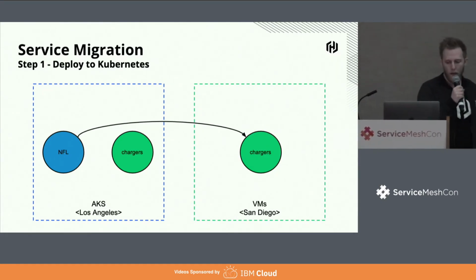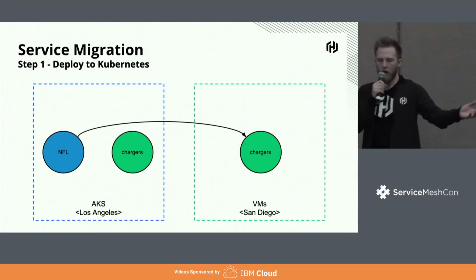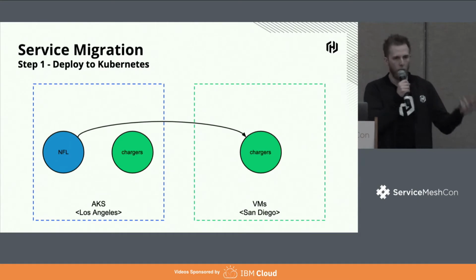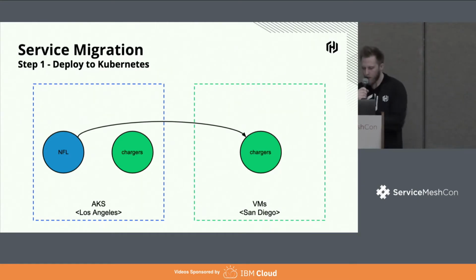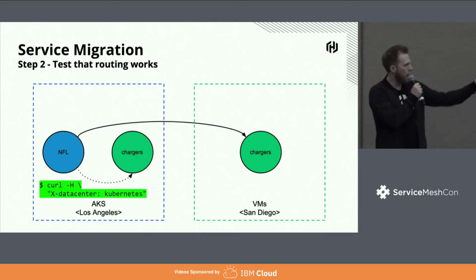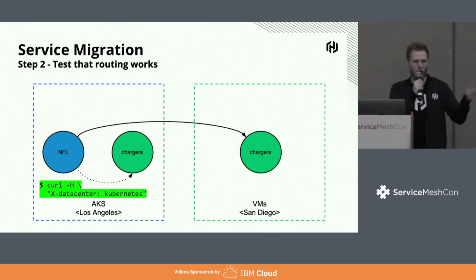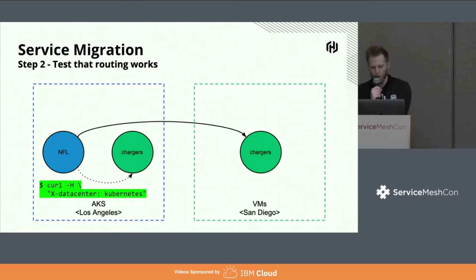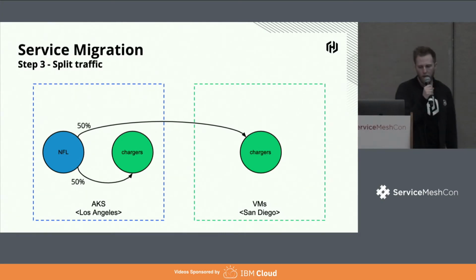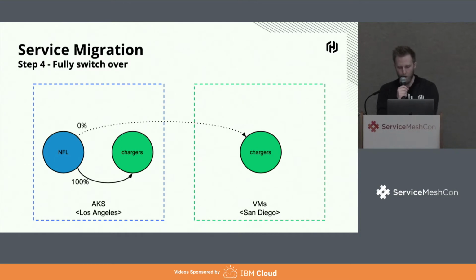Here are the steps. The first step is we're going to deploy the charger service to both data centers, but we're not going to route any traffic to the charger service running in AKS because we want to test that it's actually working as we expect. So we're going to set up some L7 rules that allow us to target when a request comes with a specific header. Okay, let's route to the Azure Kubernetes cluster and not route over to VMs, but most of the production traffic will continue to route to the charger service running in VMs. Then we're going to split things 50-50. We're going to mirror some traffic over there. Well, it's not mirroring, it's just 50-50 splitting. And then we're going to route 100% of the traffic over, and the migration will be complete.